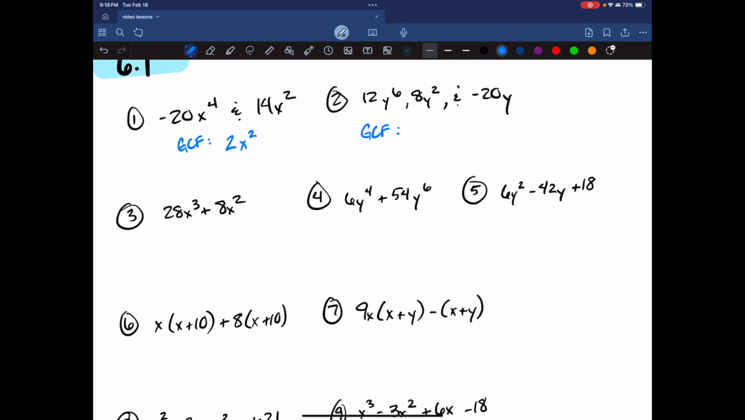And it turns out that 12, 8, and 20 are all multiples of 4. So I'm going to take a 4 out. Okay, and now you have y to the 6, y squared, and y. They all have at least 1 y. And it turns out that's all you're going to get because that last term only has 1. And so that's as far as you go. That's your greatest common factor.